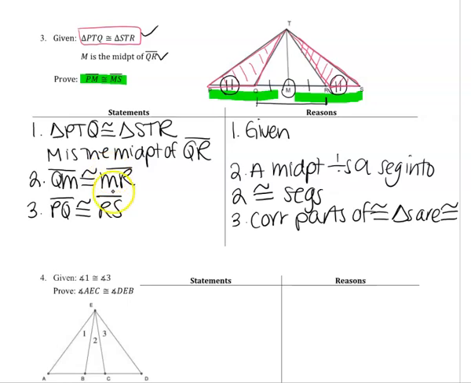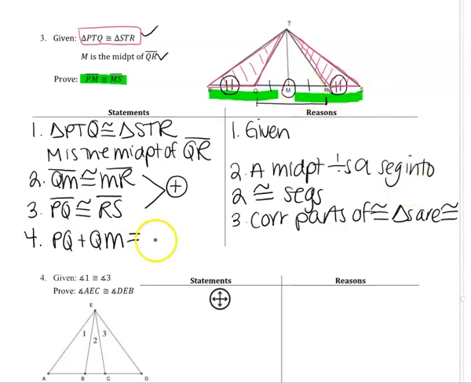Now that I have the two sets of equal things together, I now want to add them together. So make sure you're doing PQ plus QM, so these guys, equals RS and MR.